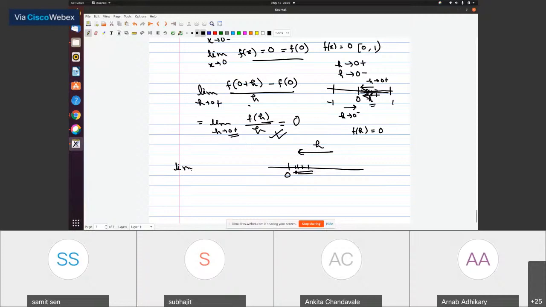Now if we take from the left side, the same thing, f of 0 plus h minus f of 0 by h. What will be the value? Again, this is f of h by h, because f of 0 is 0. And now we are approaching 0 from the left side. Suppose there is my minus 1, and I am approaching from the left side, h tending to 0 minus. So what are the values of the function here? Again, this is 0, right? So it is again 0. So this limit exists.